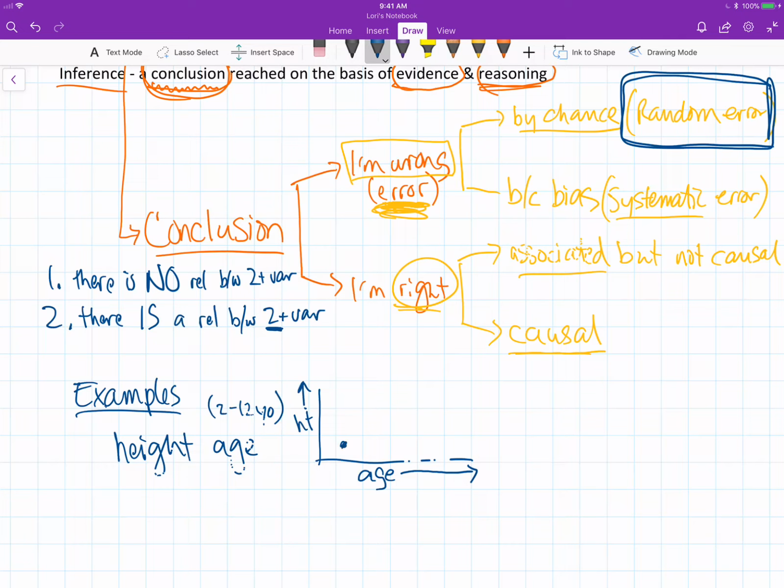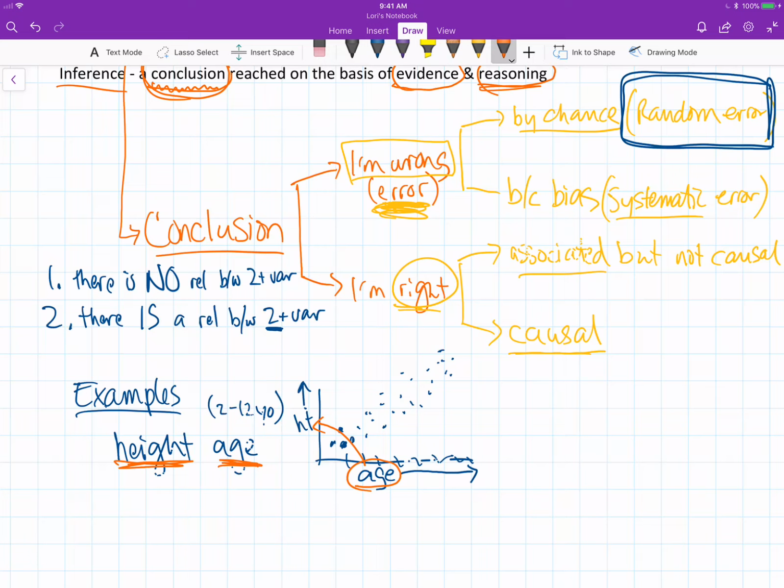So as age is low, these little dudes are shorter, but as the age of our subjects gets higher, then they tend to also be taller. In this particular example, we're looking at the relationship between age and height. Specifically, if I know something about a person's age, does that help me know something also about their height?